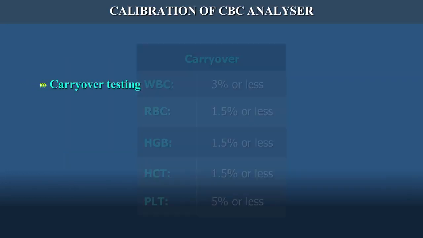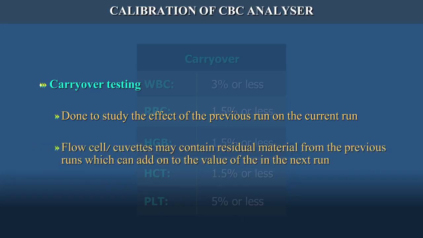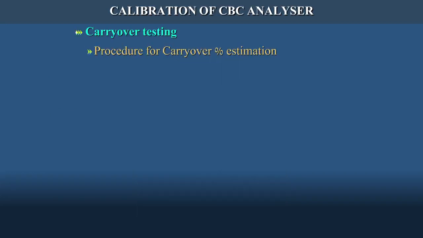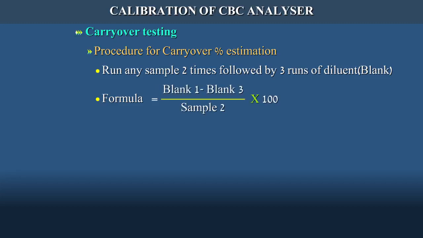Carryover testing. This is done to study the effect of the previous run on the current run. Flow cell or cuvettes may contain residual material from the previous runs which can add on to the value in the next run. Procedure for carryover percentage estimation. Run any sample 2 times followed by 3 runs of diluent and apply the following formula. Blank 1 minus blank 3 divided by sample 2 multiplied by 100.